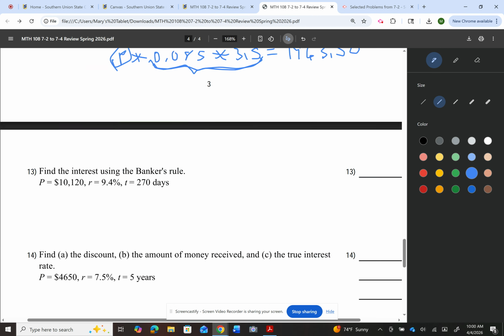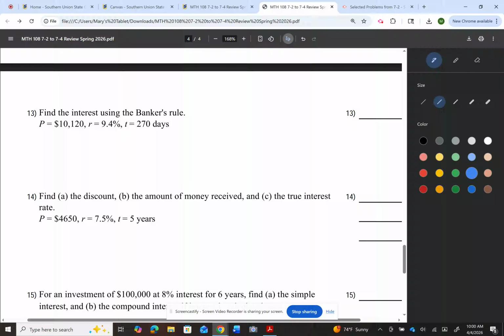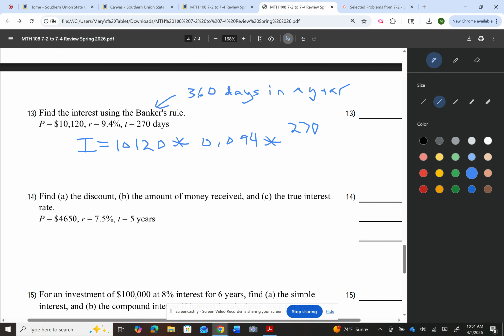All right, now I'm going to set up these two. Banker's rule is just where you interpret a year to be 360 days rather than 365. That's all you do on that. But if you're just looking for interest, it's still the I equals PRT formula. And 270 days needs to be converted to years. So you take the 270 divided by 360.